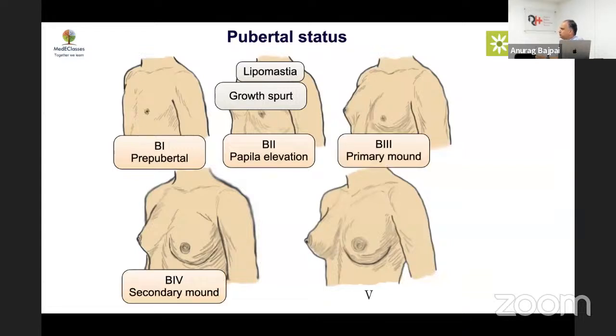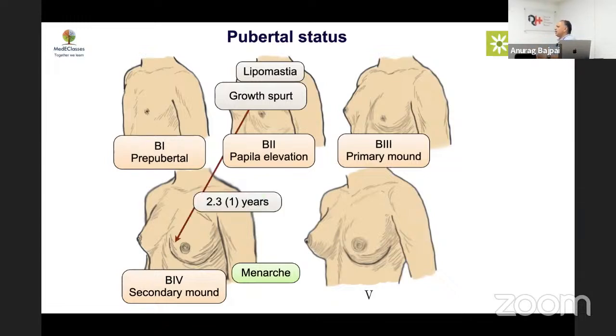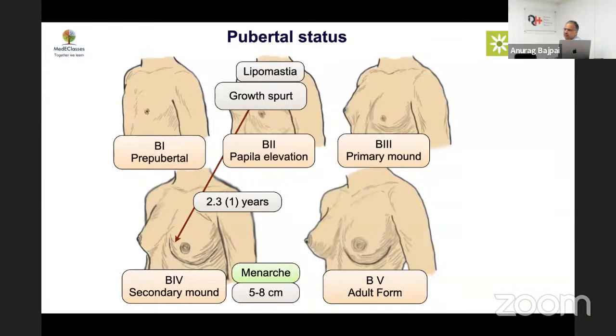This is a time when growth spurts happen, and it is approximately 2 to 2.5 years from breast stage 2 to breast stage 4 and menarche. Typically, you will gain approximately 15 centimeters until breast stage 4 and an additional 5 to 8 centimeters subsequently. So there is a 20 centimeter increase in height from the start of breast development. Anything which is B2 and above means puberty has really started.